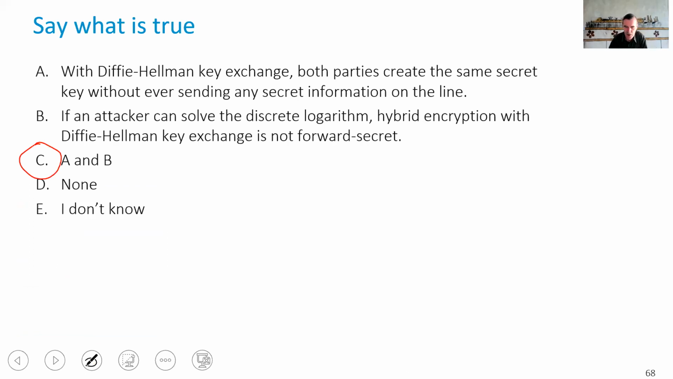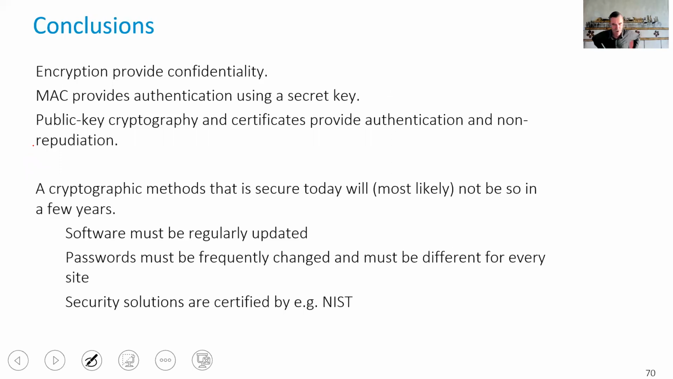Both parties create the same secret key without ever sending any secret information on the line. That is the purpose of Diffie-Hellman. But Diffie-Hellman relies on the impossibility of solving the discrete logarithm. If that breaks, and this will break if quantum computers are available, then this is not forward secret. So other forward secrecy mechanisms are being proposed, and hopefully most software systems will adopt the systems that are not based on discrete logarithms.